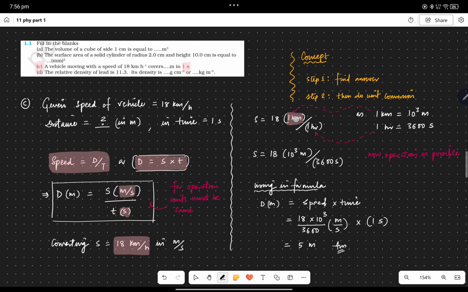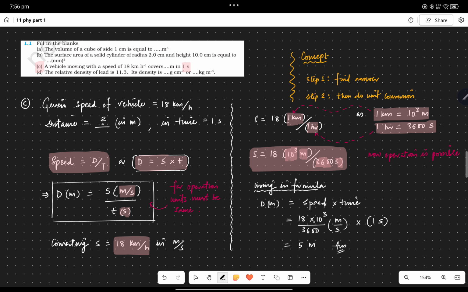Just write 1 kilometer and 1 hour, as I have said, and put the value of 1 kilometer in the unit you want to convert it to, and 1 hour in the unit you want to convert it to. Just put it and then solve it, and segregate the numerical value and unit values differently, and then use it in the formula. You will get this value in meter per second, right?